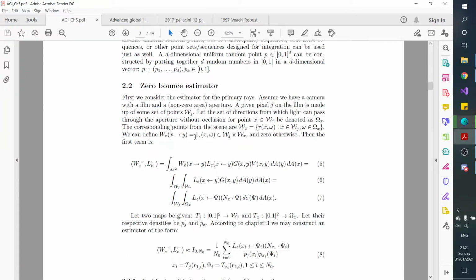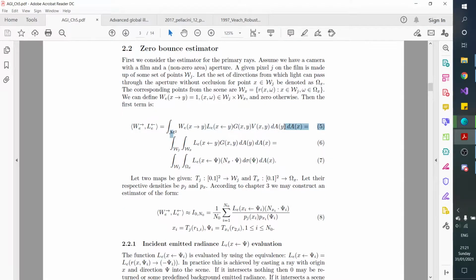The first estimator that we will consider is the zero bounce estimator. So that's the very first term, which looks like this after you expand it, let's say in the area formulation. WE is one only for points that are on the sensor. So this is the sensor, our rectangle corresponding to the pixel, and directions through which the ray can pass, so only through the pinhole camera in our case, for instance. So this is 0 for everything except these two sets. So we can rewrite this as equal to that, or in the solid angle formulation as this.